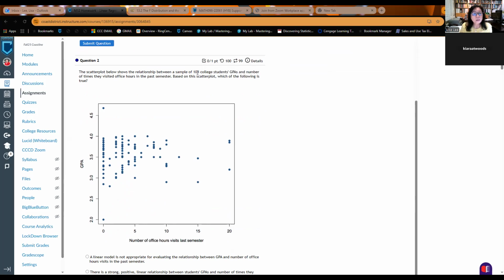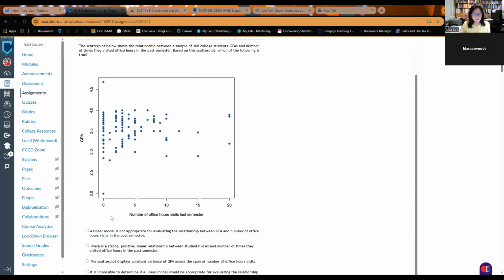Presenting a sample of 108 college students' GPA and the number of times they visit the office hour. Try to see whether those who show up at office hour more often have a higher GPA or not. Based on this scatter plot, is this true?